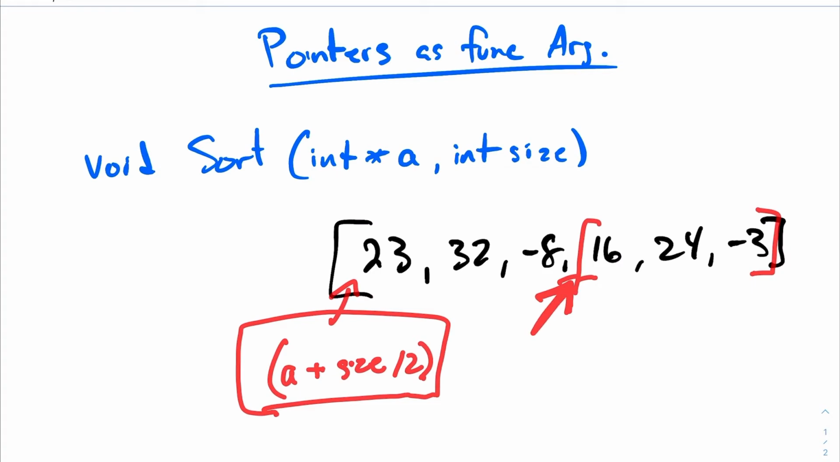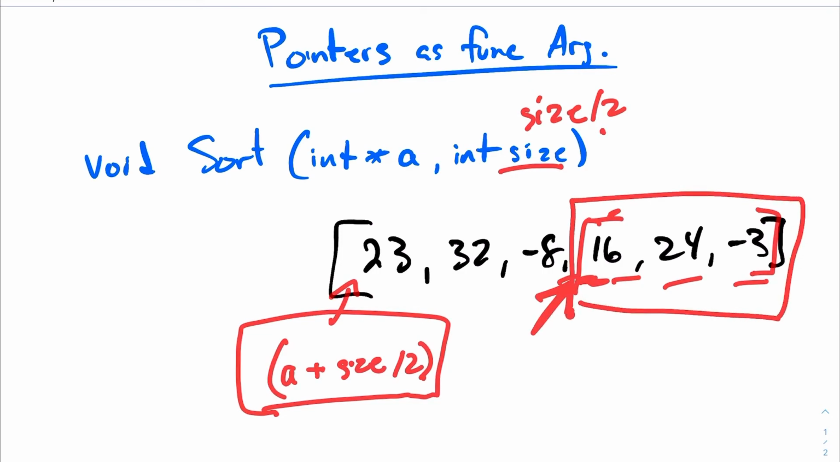And then for my size, I'd say, well, the size of this thing is now 3. 1, 2, 3, right? And so it would be size divided by 2 is what I'd pass into here as well. And this is how I could solve the problem of I want to sort just the second half of the array, or just do logic on the second half of the array.